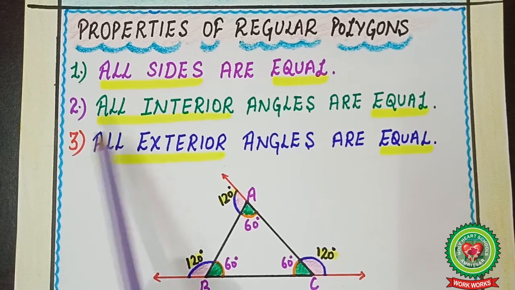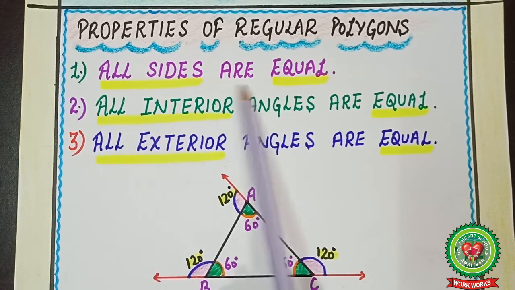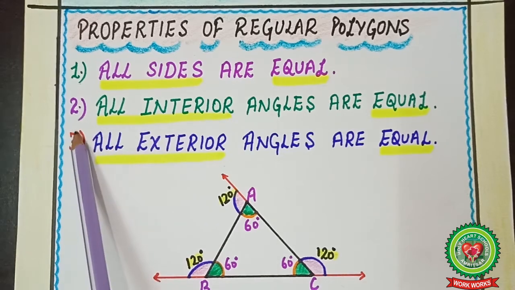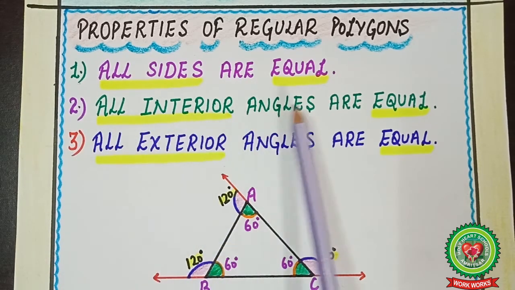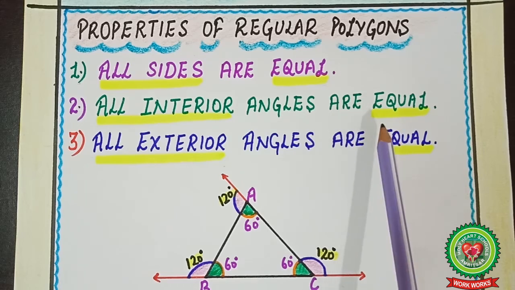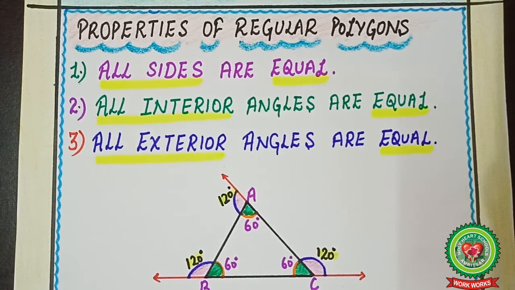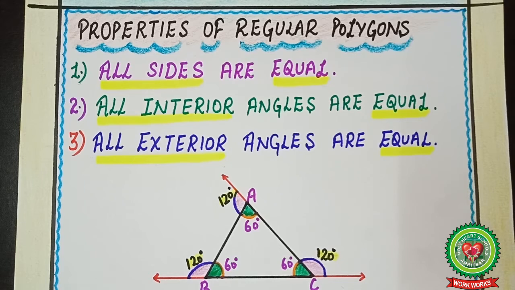So here number 1 is all sides are equal. In a regular polygon, all sides are equal. Number 2 is all interior angles are equal. So all the interior angles of a regular polygon are equal. So next one is all exterior angles are equal, right?